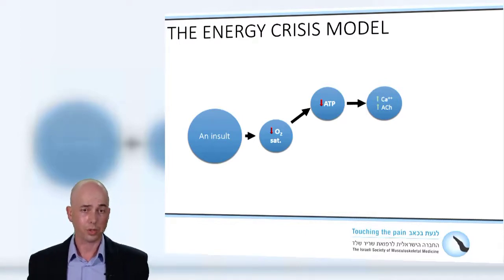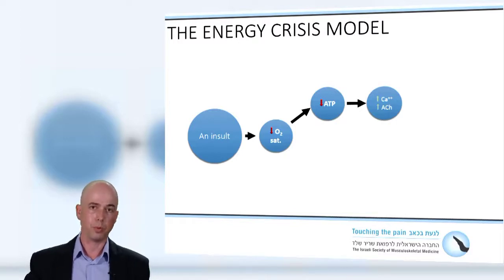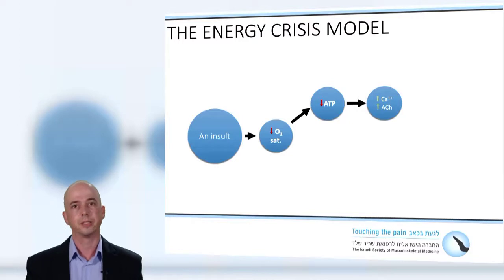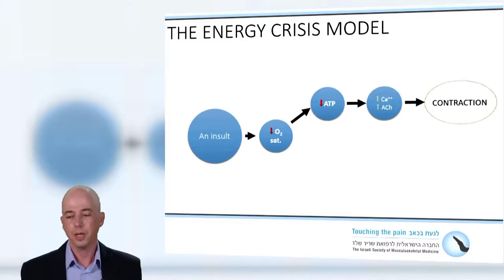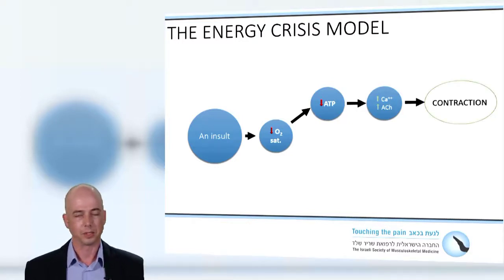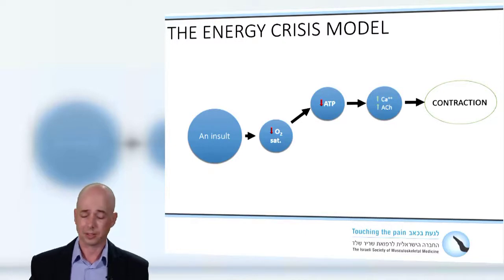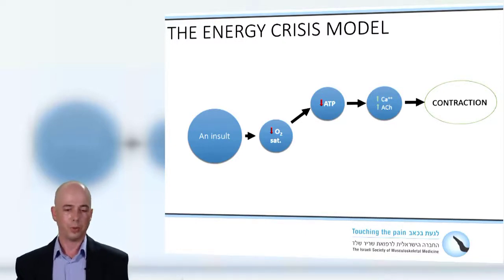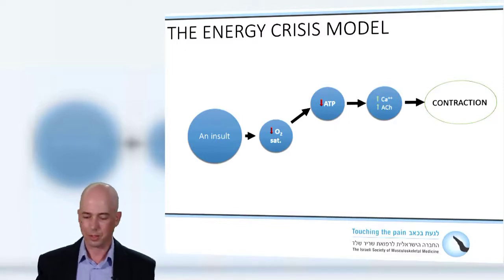We saw before that ATP is needed for the removal of calcium and acetylcholine. The accumulation of these substances causes contraction of the muscle. The muscle is unable to relax, and remains contracted. This is perhaps the reason why we find taut bands within the muscle.